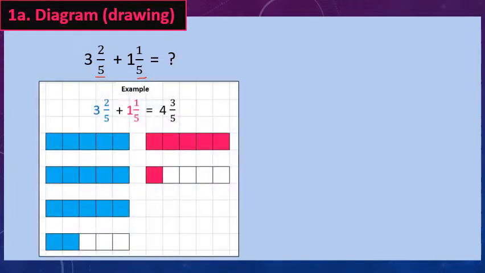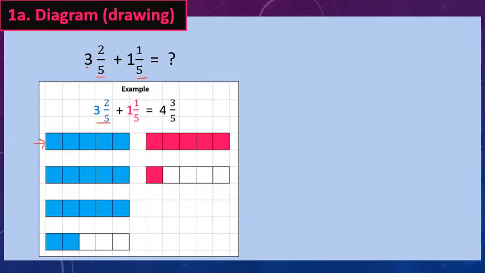So what I've done here, I've used a line model, which means I've created a line like this one here, and I've divided it into 5 equal sections because we're talking about fifths. So I want it to be split into fifths, even for my whole parts. So here, all the blue shading represents 3 and 2/5. So here I've got 1, 2, 3 wholes, and those wholes are split into fifths. And then I've got a 4th whole, but only 2/5 of it have been shaded blue. So this here, the blue side on the left-hand side, represents 3 and 2/5.